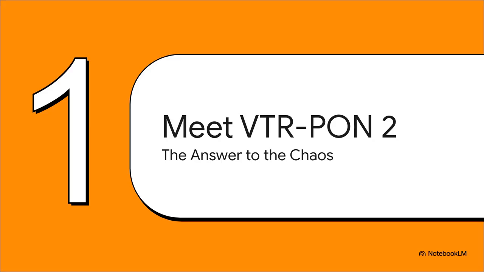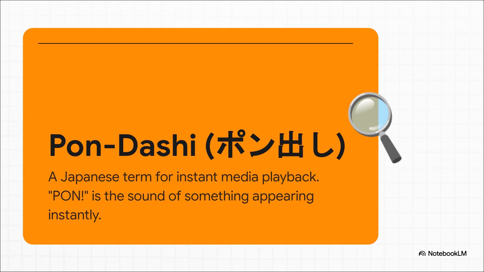But what if there was an answer to all that chaos? Well, there is. It's a piece of software called VTR-PON 2, and it was literally built from the ground up to fix these exact headaches. And the name itself tells you pretty much everything. It comes from a Japanese broadcasting term, pondashi. So pon is an onomatopoeia for something just appearing instantly, and dashi just means to output or to show. So the name literally means instant output. It perfectly captures what this thing is all about. One click, immediate playback. No fuss.